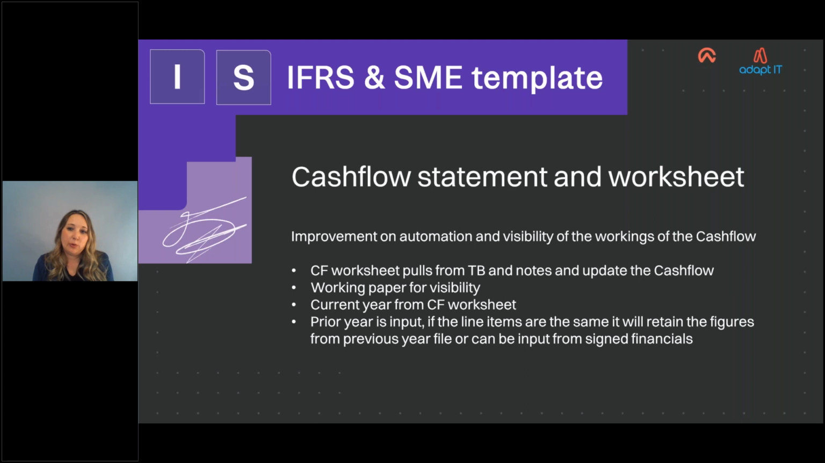Then the cash flow statement and worksheets. So we have received feedback from the market, and if we say the market, from clients, from the regulators, from IRBA and from SAICA, regarding cash flows in general, and say that although the standard IAS 7 hasn't changed at all, there is really a need for it to be re-looked at, because non-cash items is still on the face of the cash flow. So what we said is, let's re-look at it, and how can we improve on automation and visibility on the workings of the cash flow.